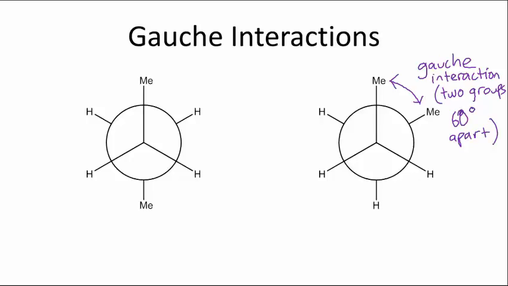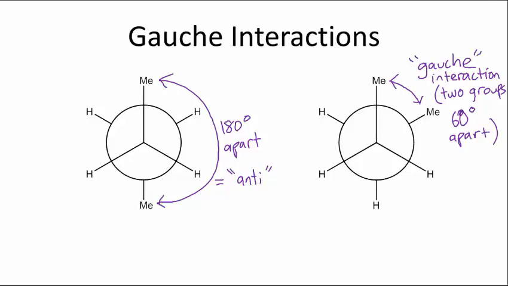For butane, this other one where they're across from each other, we call that an anti-conformation. When they're across from each other, we say it's an anti-conformation. So when you hear the terms gauche and anti, that's what they're referring to. And it turns out gauche interactions, as you might suspect, are somewhat unfavorable.